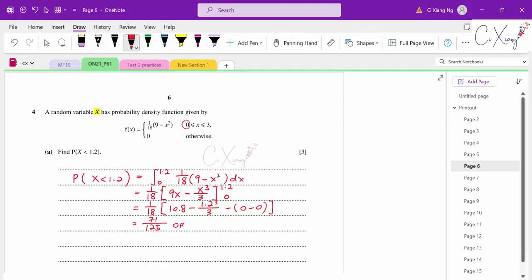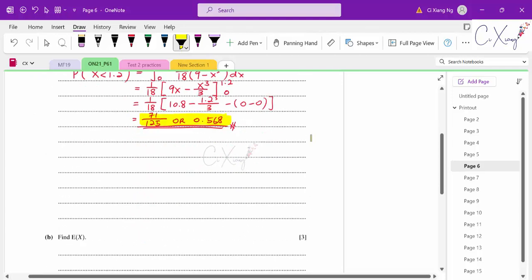Okay, or you can keep it in the fraction form. If you don't want, then you can just put it as a 3 significant figure answer. So it should be 0.568. Okay, so this is the answer for part A. Then let's proceed to part number B.